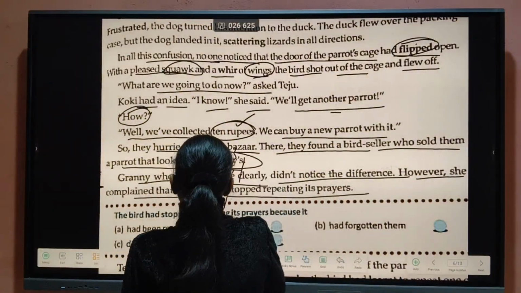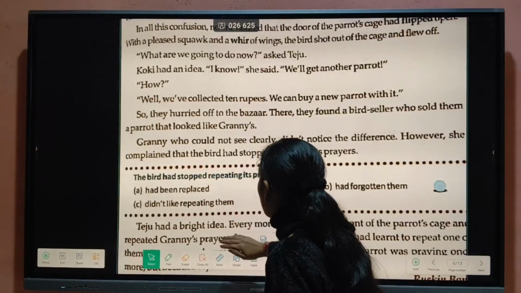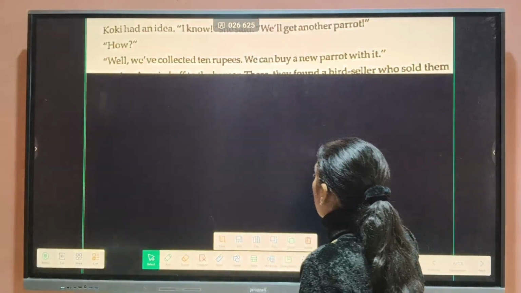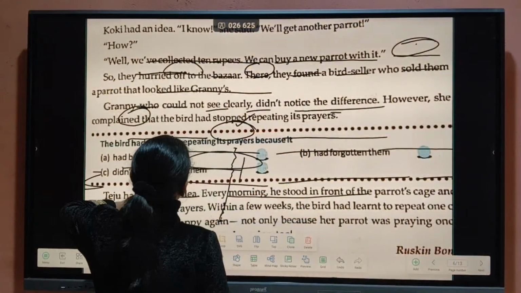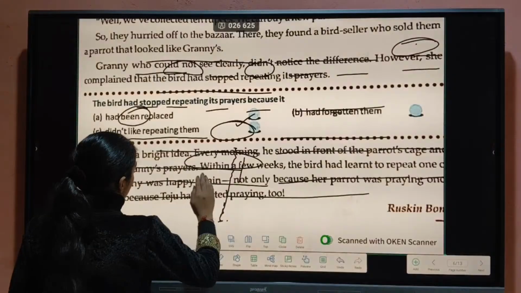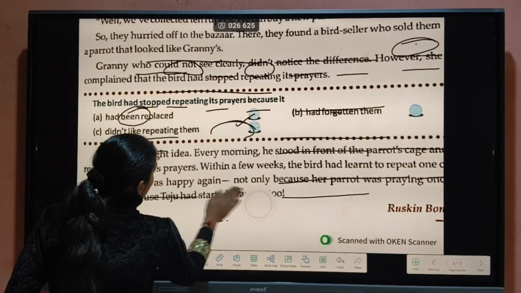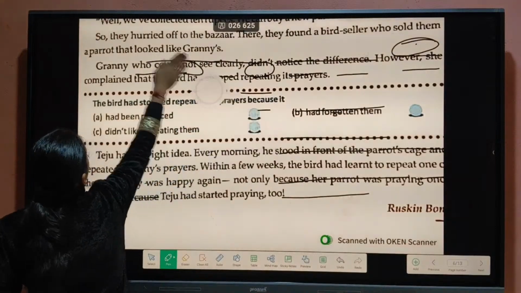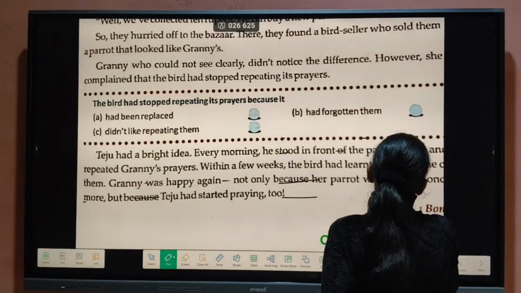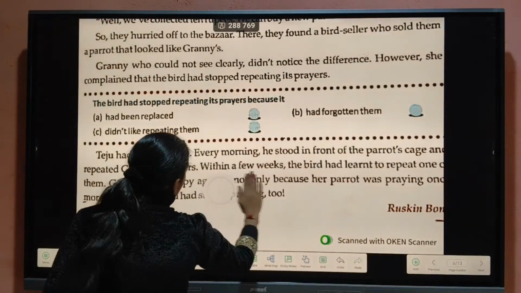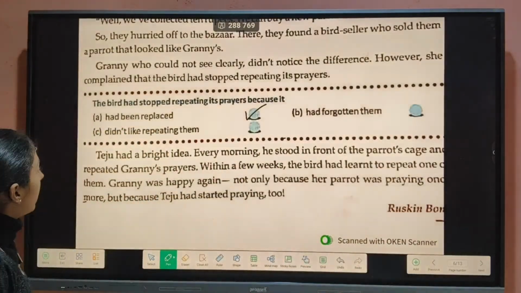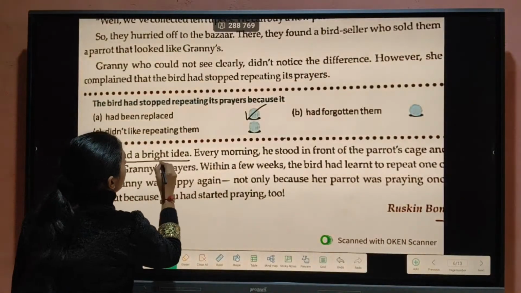Now the bird had stopped repeating its prayer because, why had the bird stopped repeating the prayers, beta? Because it had been replaced. What will come here? It had been replaced. Okay, it was not that parrot. That parrot has flown away. It was the new parrot and it doesn't know how to sing the prayers, so 'it had been replaced' is the correct answer.